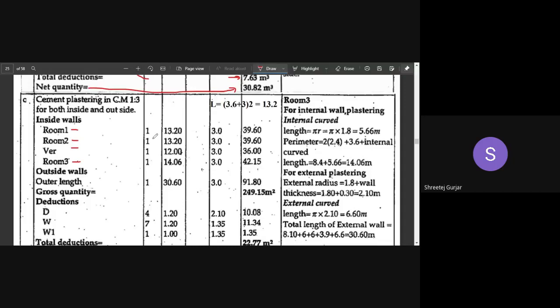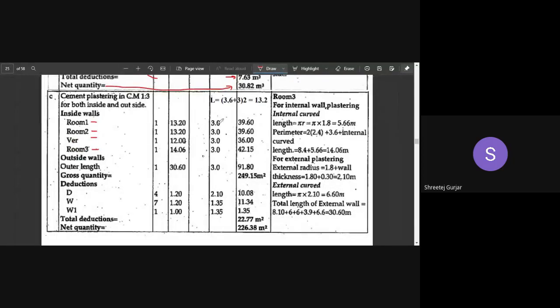Just observe the length and the height. I need to calculate the perimeter of my room 1, that is, the inside length. How do I calculate the perimeter? They have given the inside dimensions in our plan, that is 3.6 into 3 meters for my room 1. That is the room dimension which they have provided.